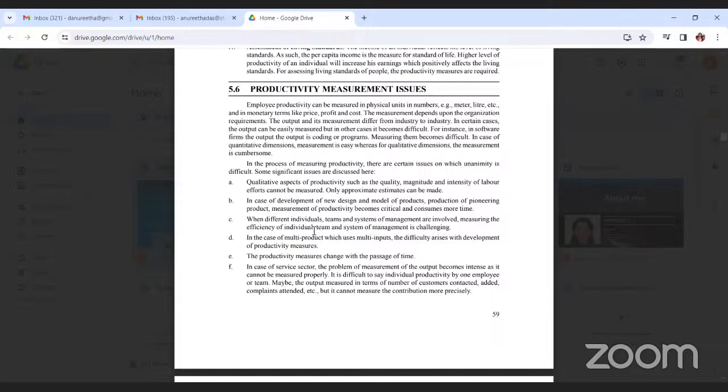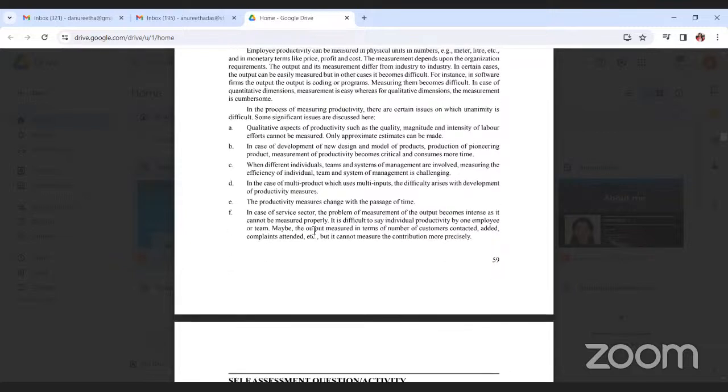So, some significant issues are discussed here. Let us understand the first one. Qualitative aspects of productivity, such as the quality, the magnitude, and the intensity of the labor efforts, cannot be measured. Only approximate estimates can be made, right? Like if you're working in an organization, the hard work that you're putting in will not be measured, right? The quality that you're bringing in will not be measured, but we are able to see that and define it. That's how we are able to get the approximate estimate of it.